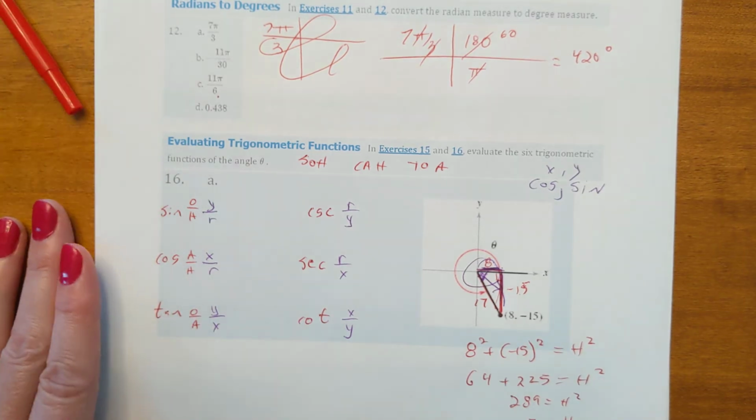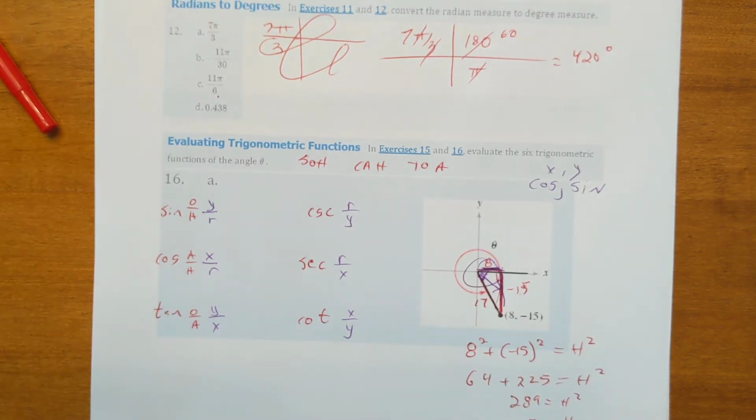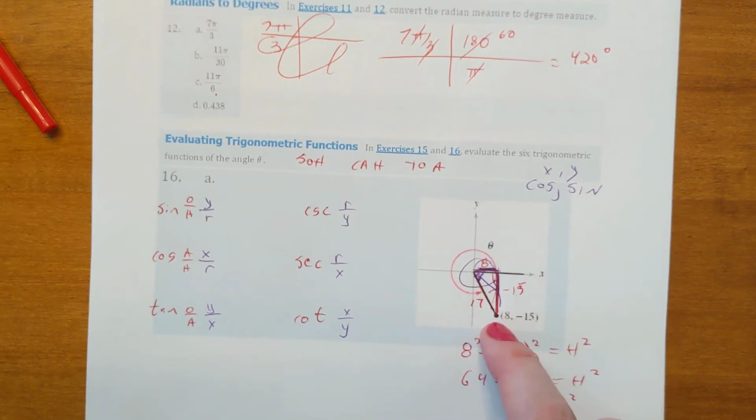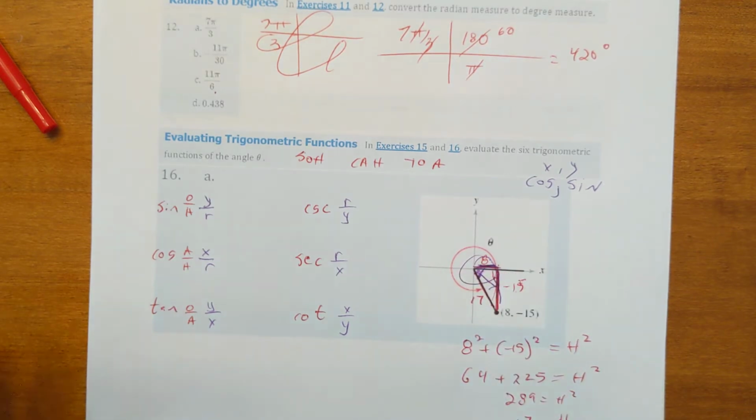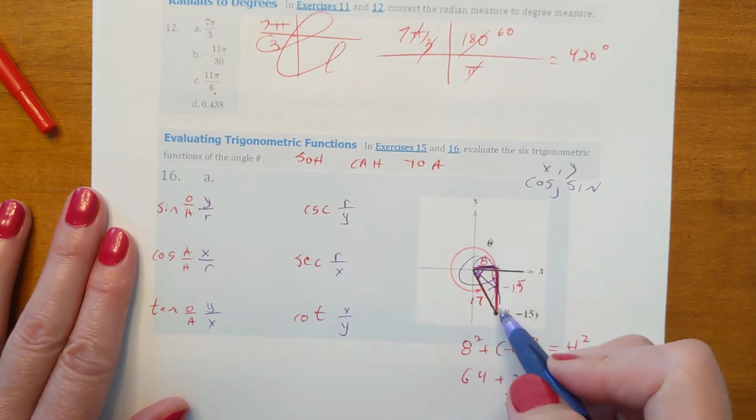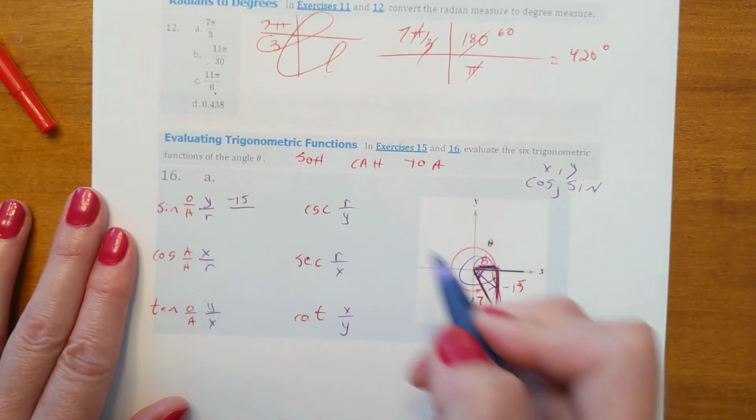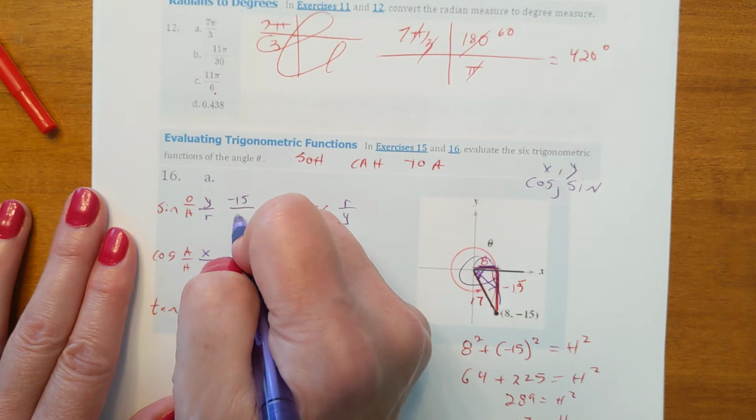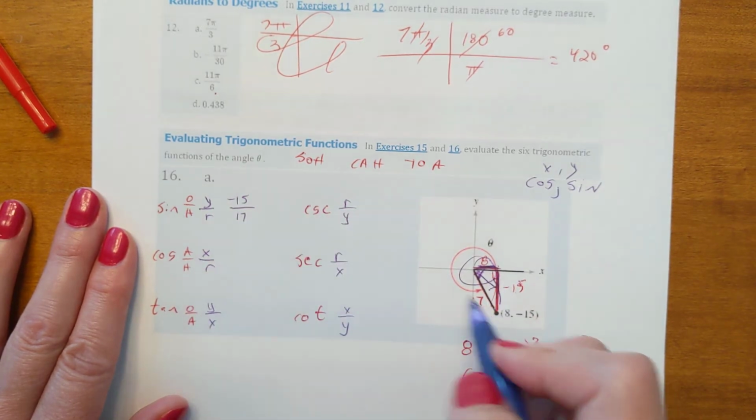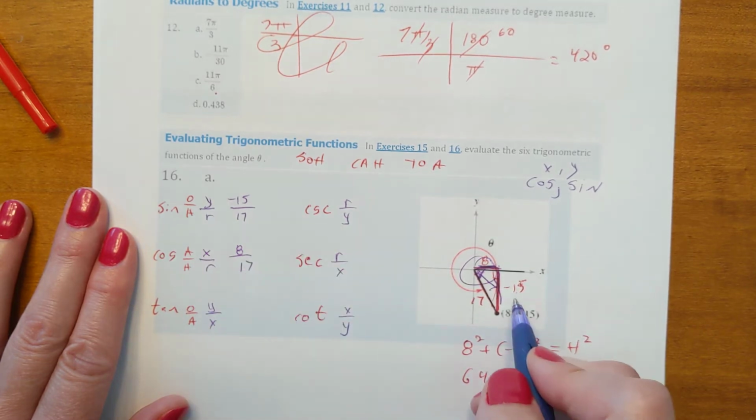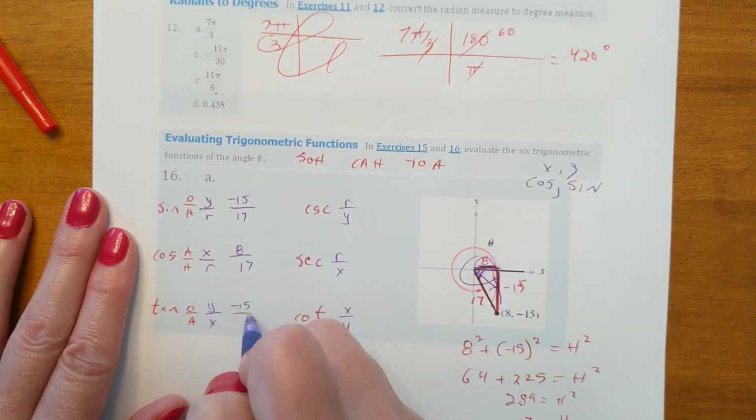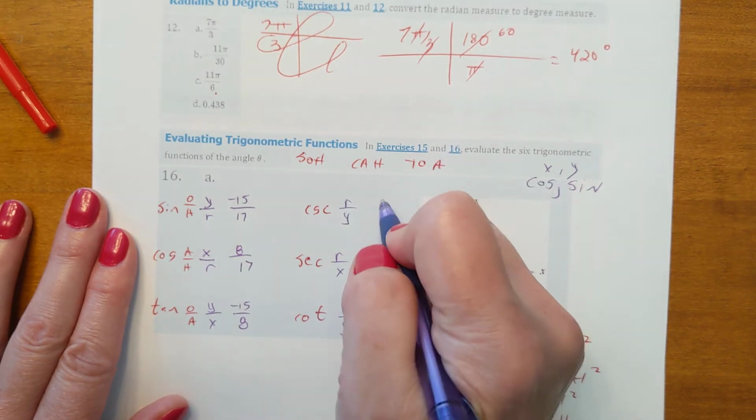All right. So again, from the top, you had to do the Pythagorean theorem to find the missing side. The y value is the opposite side. The x value is the adjacent side. And so from there, you can just fill everything in. So the y was -15 over the hypotenuse, or the radius, 17. 8 over 17, because x is 8. And then -15 over 8. And then just flip them all over.